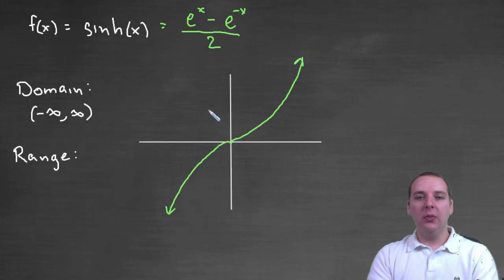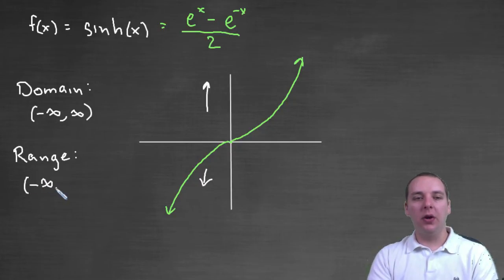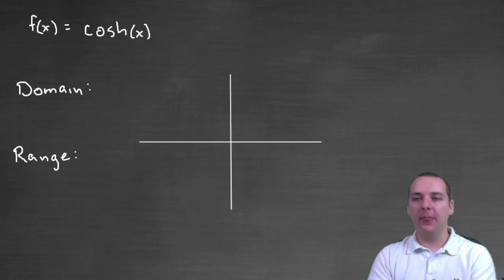What's its range? Well, it looks like the y values go up and down forever. So the range would also be minus infinity to infinity. So we did all that manually by hand. We constructed the graph and the domain and the range for the hyperbolic sine function.